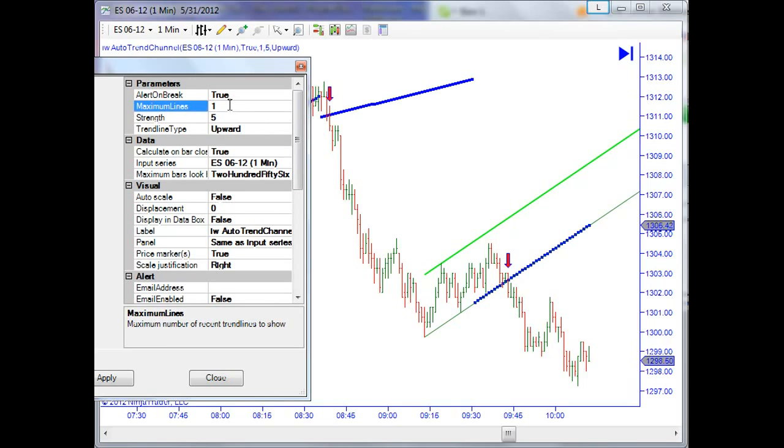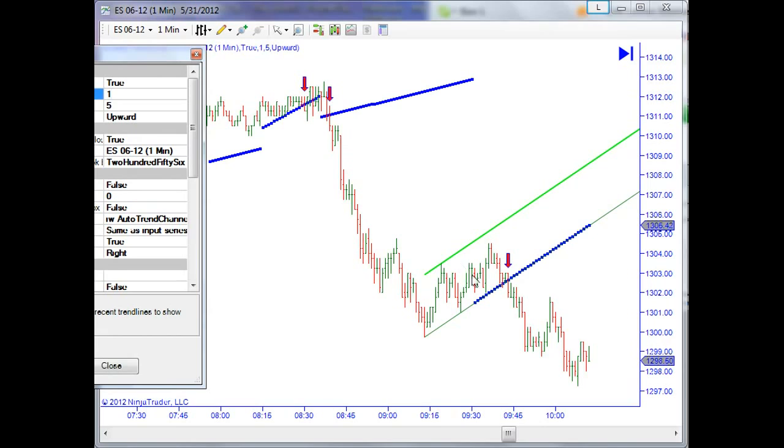Maximum number of lines. Right now it's set to 1, so we're only going to be viewing the most recent trend line. If we set this to 2, let's do that. Let's set it to 2 and hit apply, and you'll see now we're tracking the previous 2, the most recent 2 trend lines are shown.